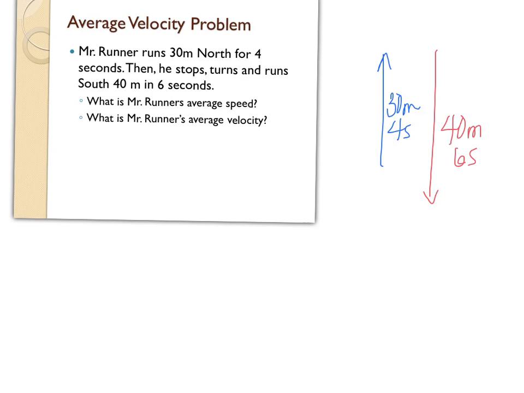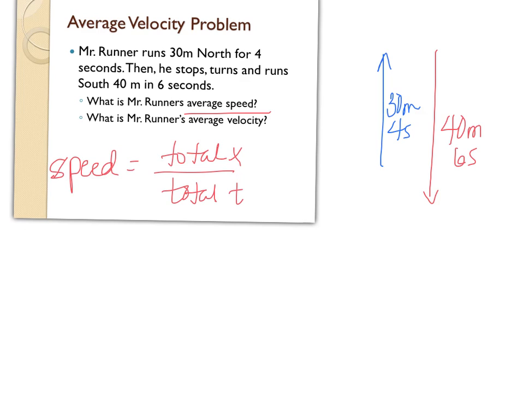All right? So average speed, so speed equals total distance over total time. All right, so our total distance is going to be 30 plus 40, or 70, and our total time is going to be 10. All right, so 70 divided by 10 is 7 meters per second. So there's our speed.